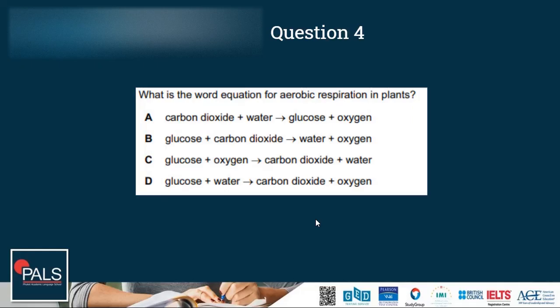Question number 4. What is the word equation for aerobic respiration in plants? I give you some seconds to think. Yes, the correct answer is C. Glucose plus oxygen gives carbon dioxide and water. Again, aerobic respiration is the same in all living things, plants and animals.